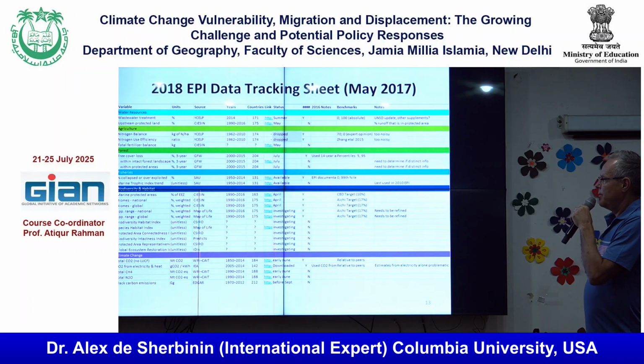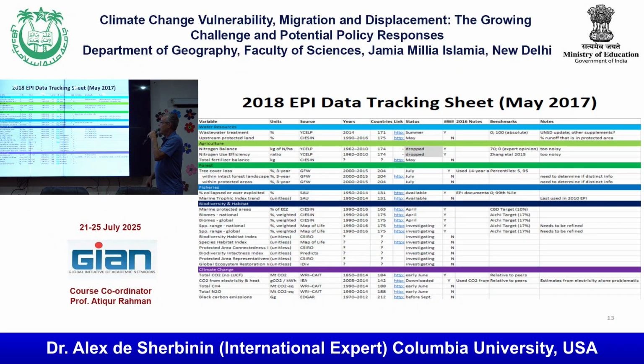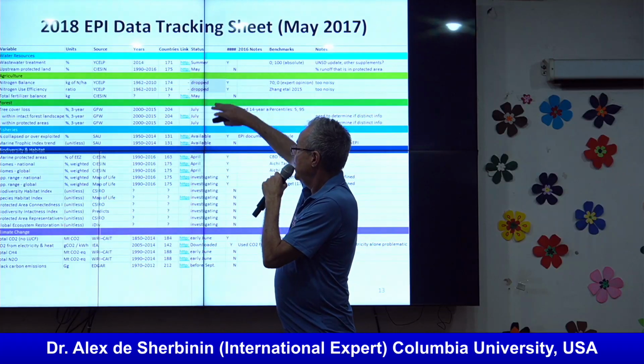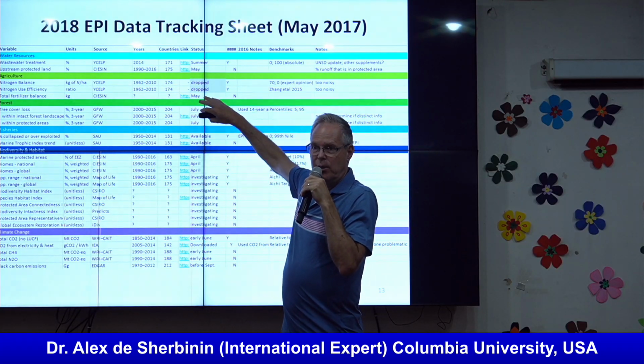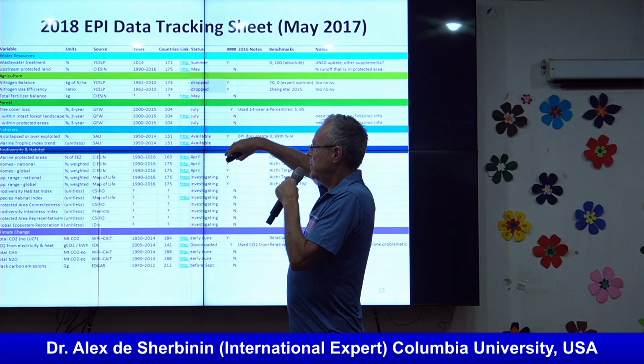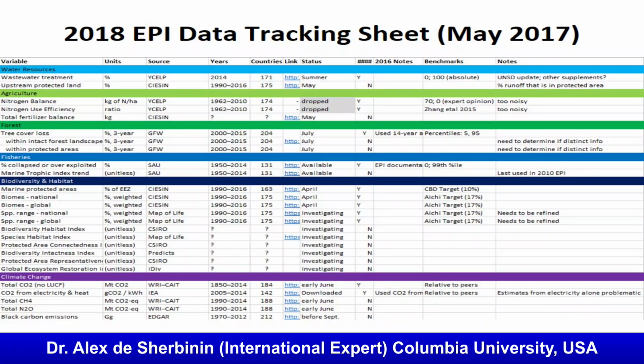This is an example. It's very messy, but you can see sort of behind the scenes the sausage making process when we were developing the Environmental Performance Index. And what it shows is basically where we were looking for data on different topics and whether or not we decided to move forward or not, and the date by which we expected to be able to get all the data together. So for every year that we produce the EPI, there's some kind of sheet like this where we basically track whether or not we feel that we can move forward with a particular indicator or not.